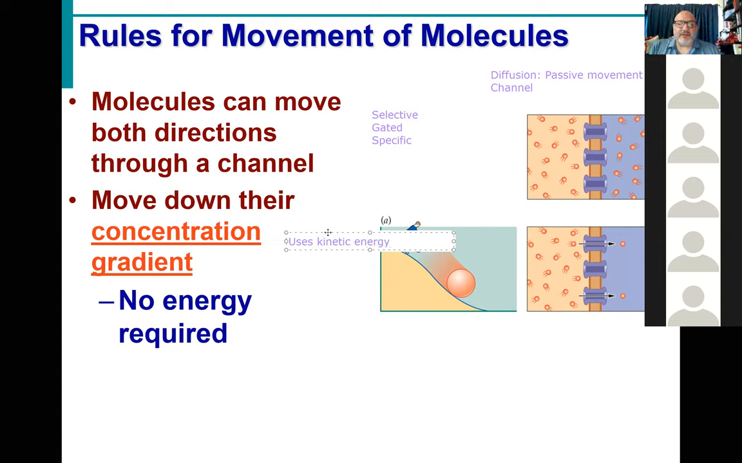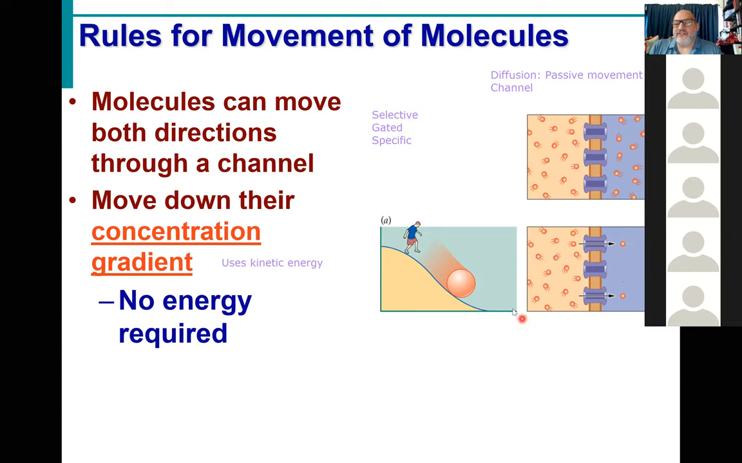The classic example of this is if you are at the bottom of the hill and I am at the top of the hill and I have a ball. That ball has a tremendous amount of potential energy because it's at the top of that hill. So when I let it go, it uses that energy to roll down the hill to you. I did not have to do anything. All I had to do is let go, and the ball does all the work. Well, that's what happens with molecules. When things are at a high concentration on one side and a low concentration on the other, they move down their concentration gradient.